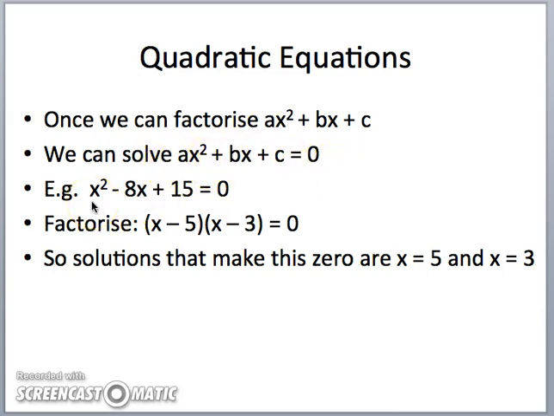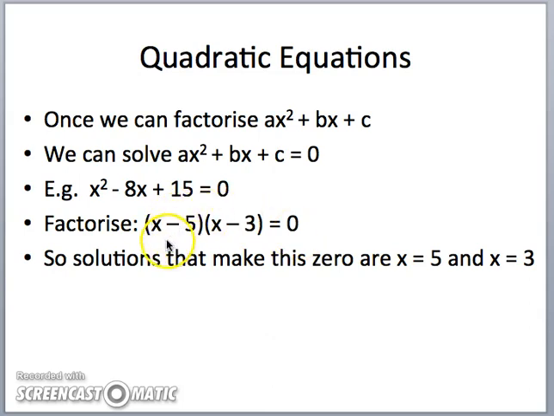Just going back to our previous example, x squared minus 8x plus 15 equals 0. We know this factorises into (x minus 5)(x minus 3). And if we put this equal to 0, we can just write our solution straight away. What we have here is two brackets, the multiplication sign in the middle, one bracket multiplied by another bracket, and we need the answer to be 0.